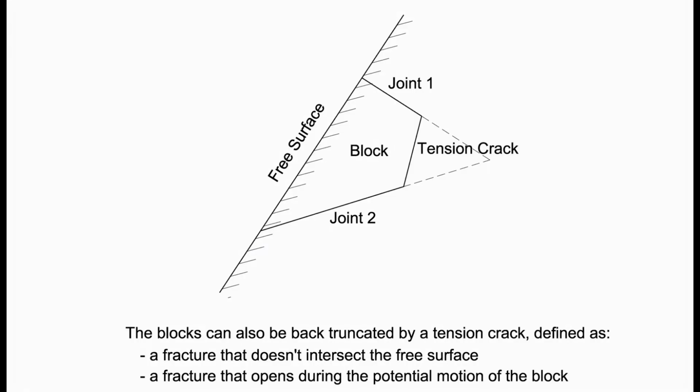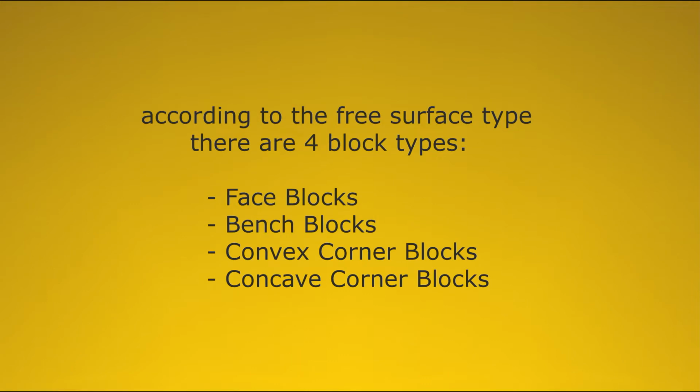The blocks can also be back-truncated by a tension crack, defined as a fracture that doesn't intersect the free surface, a fracture that opens during the potential motion of the block. According to the free surface type, there are 4 block types: face blocks, bench blocks, convex corner blocks, concave corner blocks.